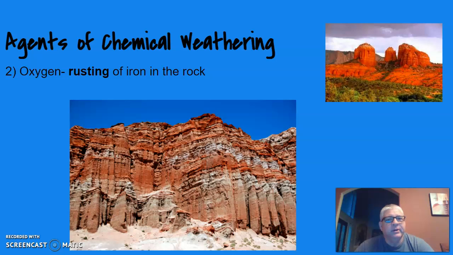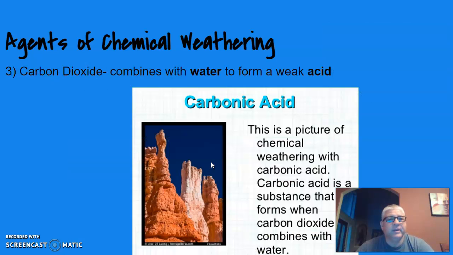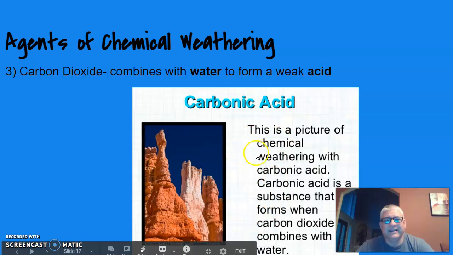The second one would be, and these are good examples, so you can see how red these rocks are. They're not red because the rock is red. They're red because the iron is combining with the oxygen, causing the rocks to rust, which breaks them down chemically. Carbon dioxide also combines with water. So the stuff in the air, not just oxygen, but also carbon dioxide, causes a weak acid. That acid causes rocks to weather.